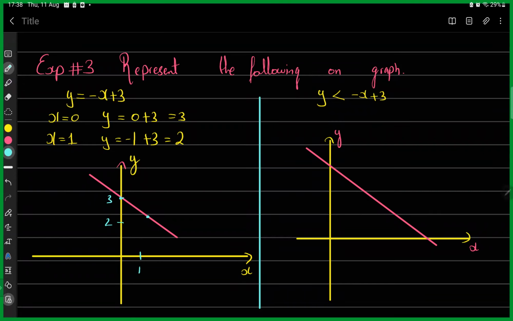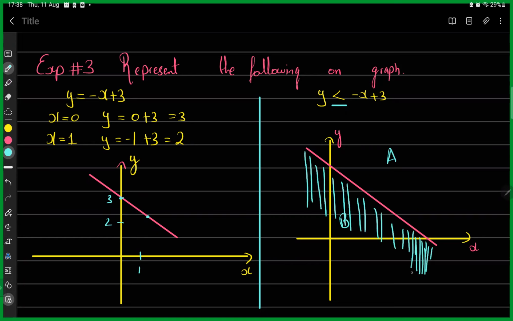So what do you think? Would it be region A or would it be region B? Y is less than minus x plus 3. Yes, it's region B. Very good. Well done. It would be region B because y is less than. So I am just going to shade this part properly. For some questions, you would already get the shaded part. We'll talk about the questions later on. This is a detailed concept. Don't worry.